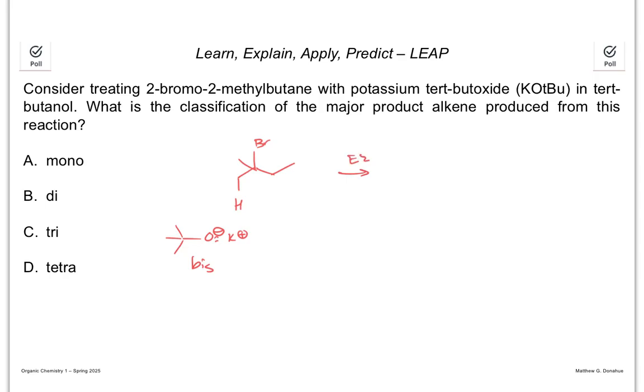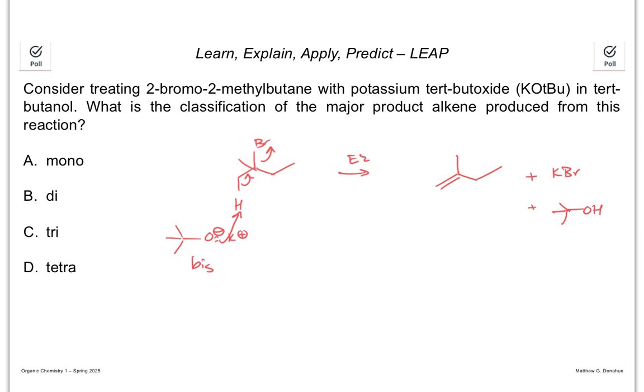So remember in E2, the 2 stands for bimolecular, so the concentration of the base and the substrate matters. So the base abstracts a proton. We do the elimination. We're forming the double bond between carbons 1 and 2. We still have a methyl group on carbon 2, and then the rest of the chain. This would also produce potassium bromide, and then tert butanol as the conjugate acid of the base.